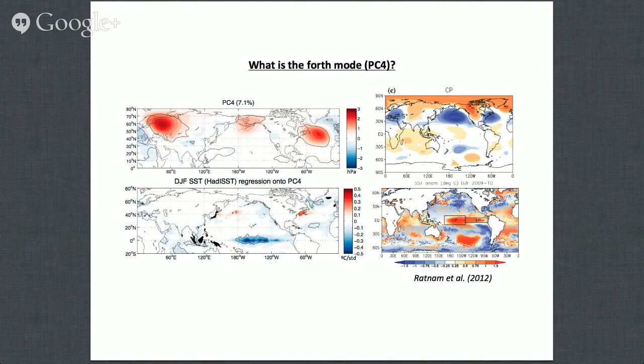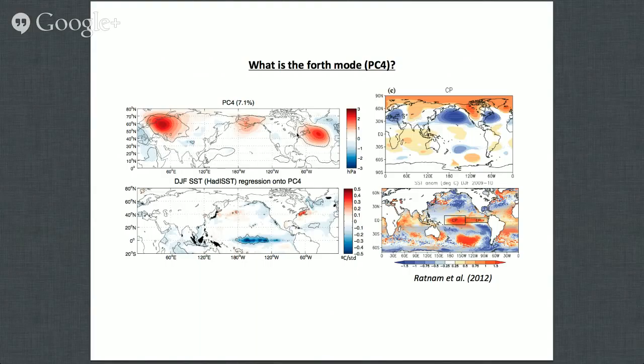The NAO and the first to third patterns have been relatively well studied, but for this fourth mode, as far as I know, there's no paper discussing this pattern, and we don't even know whether it is physically real or not. So I tried to find out what this pattern is and whether it's real.